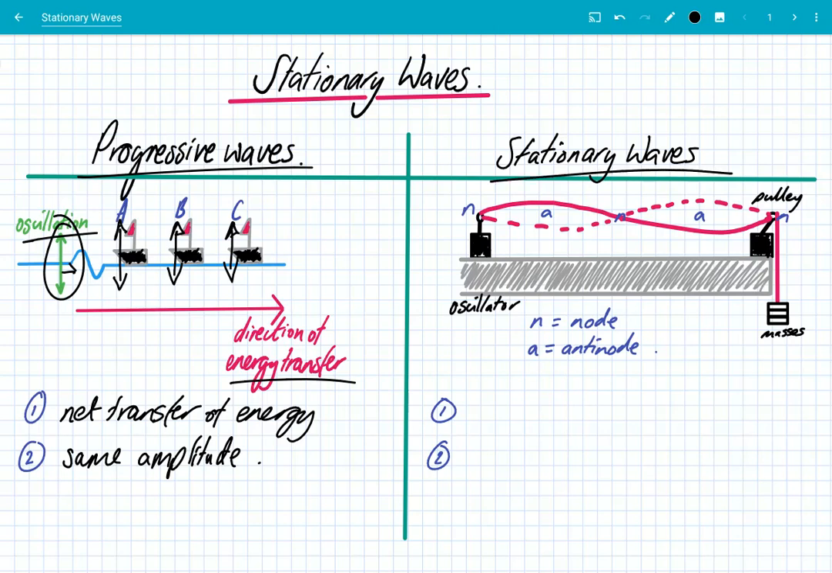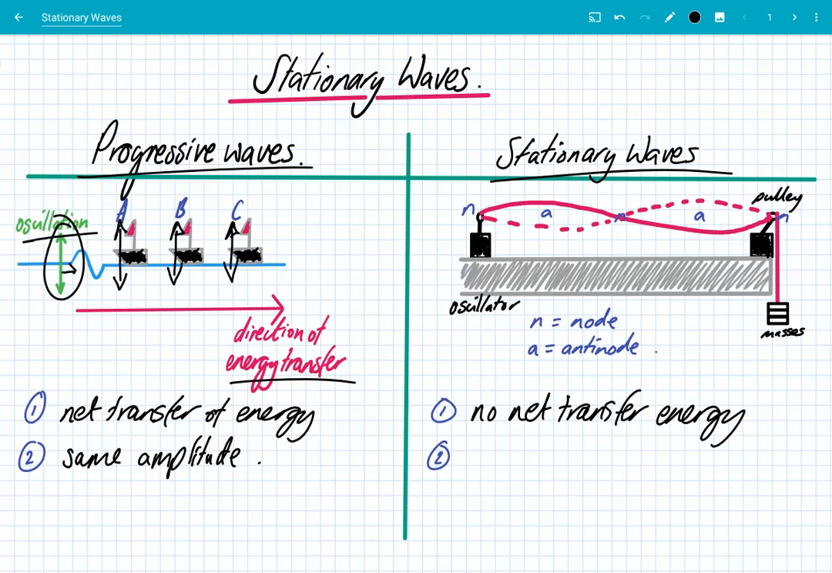Progressive waves transfer energy, but stationary waves, they've got this feature in which there is no net transfer of energy. And that's really important because that's really the defining feature of stationary waves. The energy isn't going anywhere. You can think of it as being stationary rather than progressing through space.